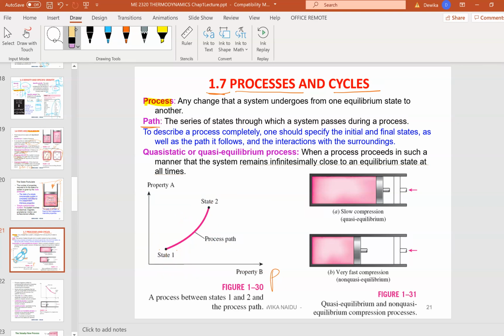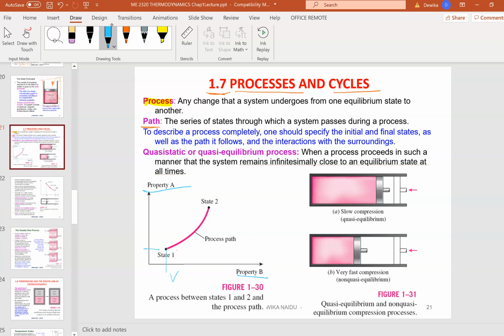Okay, so in thermodynamics you must have property, otherwise it's difficult. Like in this case, you have property A, for example a particular temperature, lower temperature than state 2, pressure lower than state 2, or maybe this is volume. State 1 volume is lesser than state 2, for example. Okay, let me move on to the next one, which is quasi-static or quasi-equilibrium process.